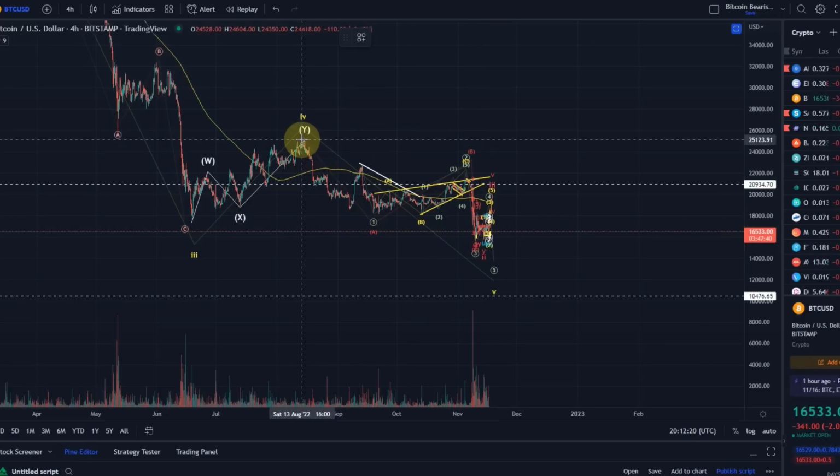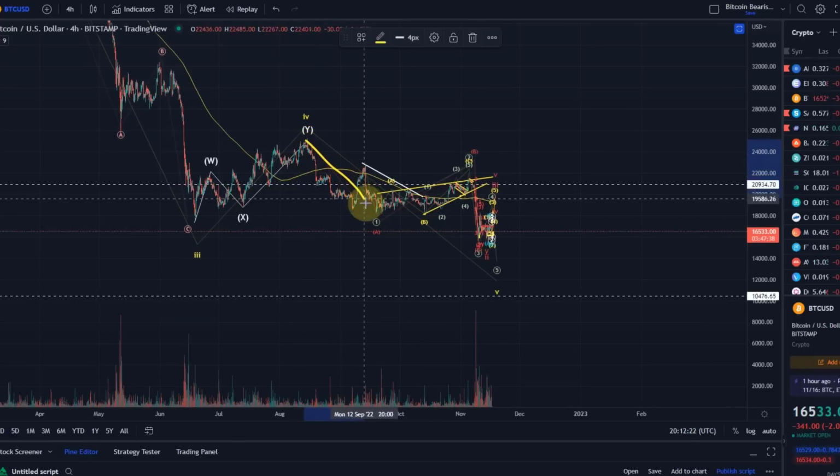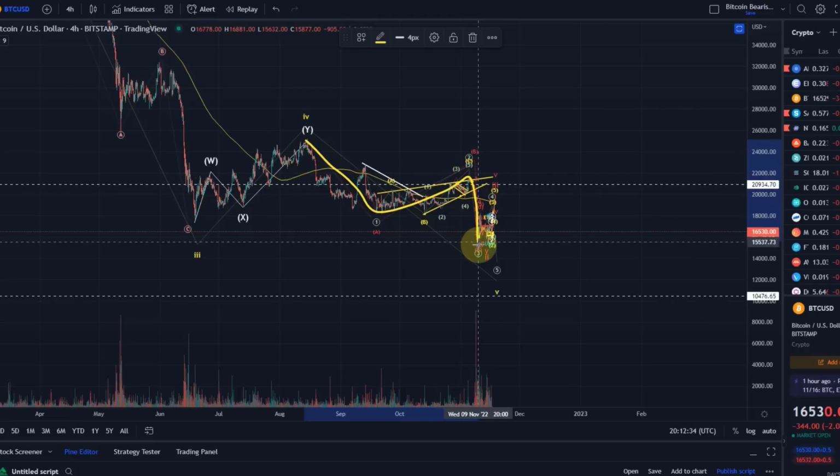The red count suggests that we had a wave A, which bottomed here around 18,300. We moved up in a wave B. That was the most recent high, early in November at around 21.5K. And we've come down in a C wave, made a new low, and in the red count we could now have seen the low.